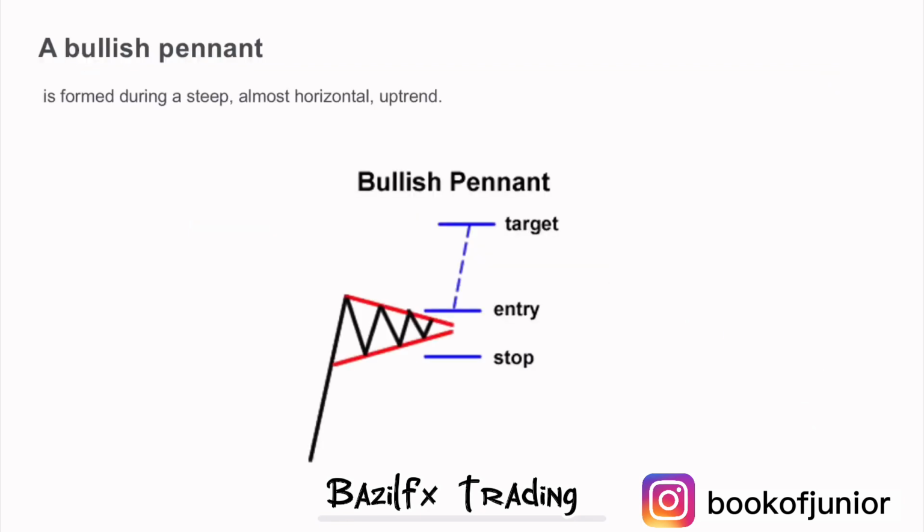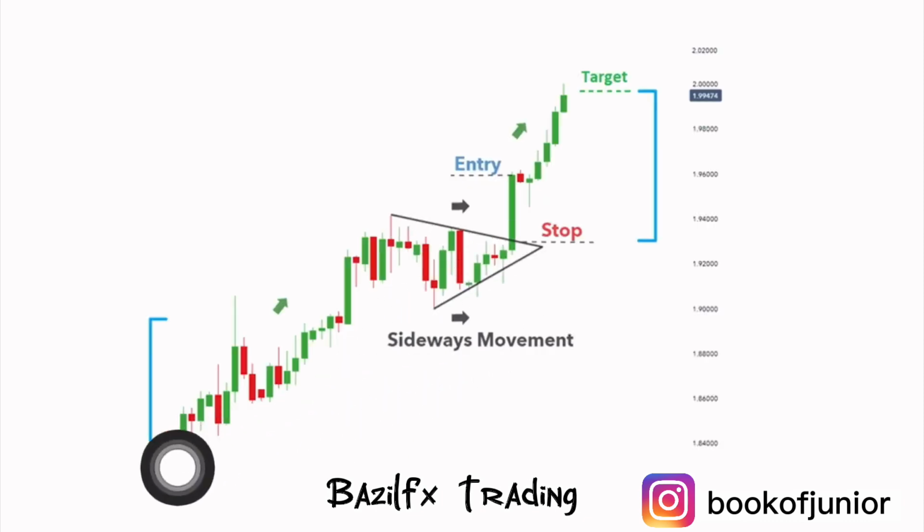Then from here we have the bullish pennant. So bullish pennant, it's formed during a steep or almost a horizontal uptrend. So the market is in an uptrend like this, it has to consolidate or it has to retrace. So it retraces, but in a way it forms this small triangle, which we call a bullish pennant. This is how it looks like. We have a steep uptrend, then we have market consolidating sideways like this. Then after here we just draw out our triangle like this as we wait for the breakout.